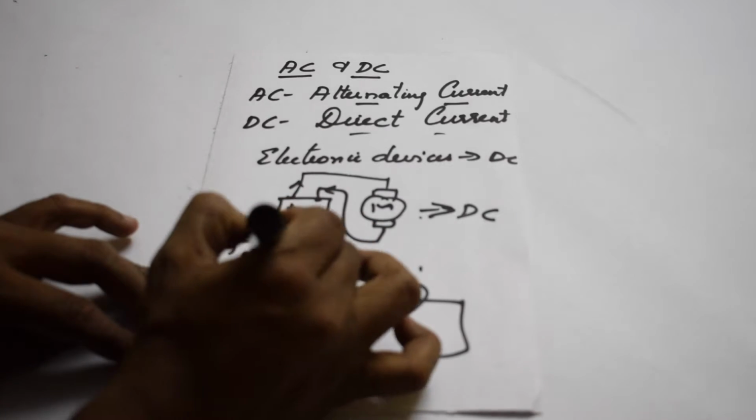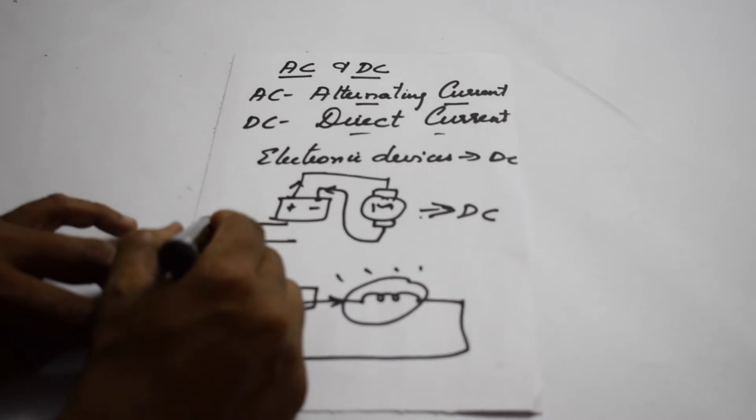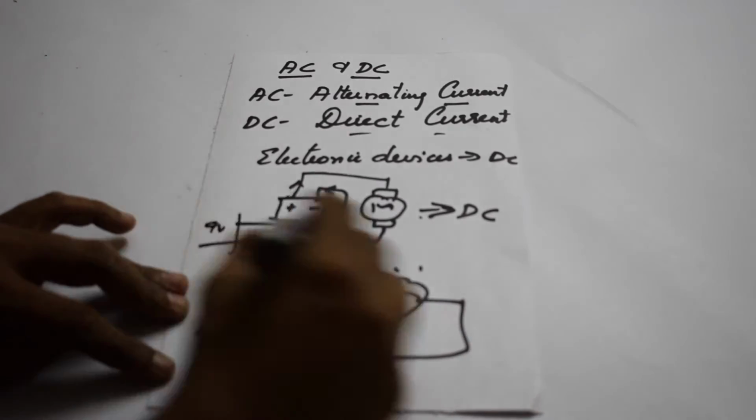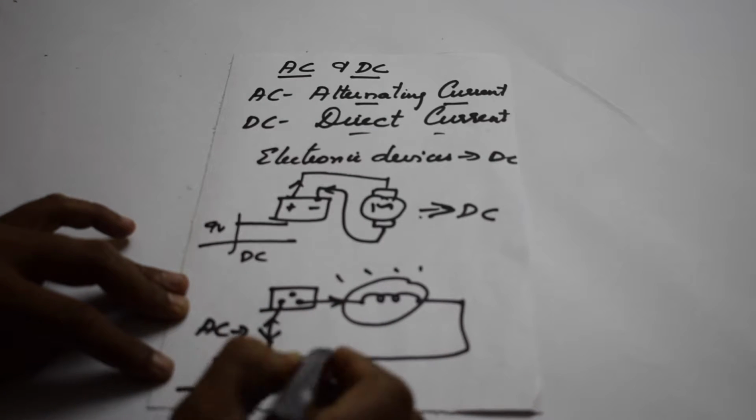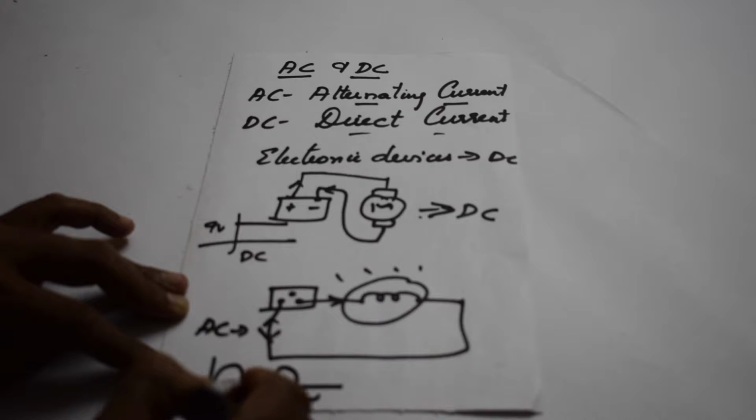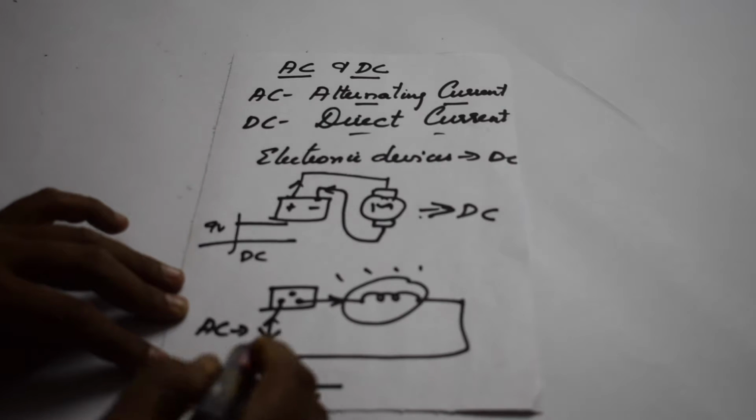This is a graph for DC current. Its voltage is quite simple and constant. For AC, it has a sinusoidal waveform. This is for one-way electron flow and this is for the other-way electron flow. This is how it differs.